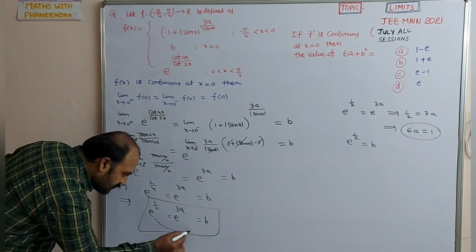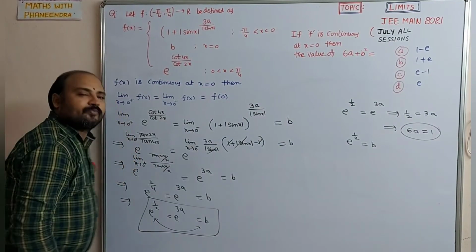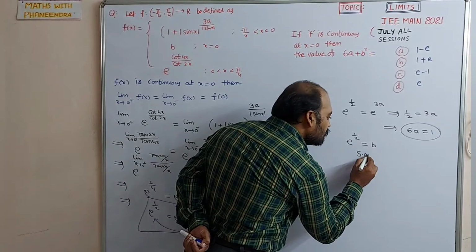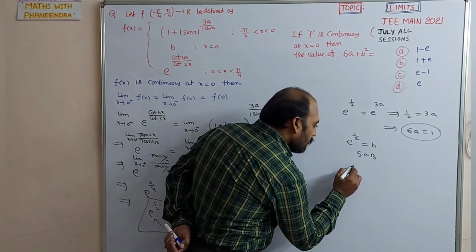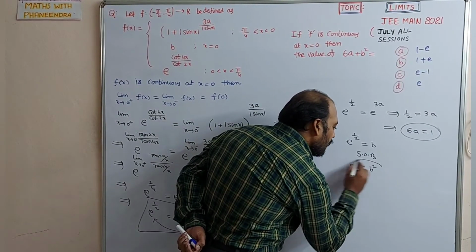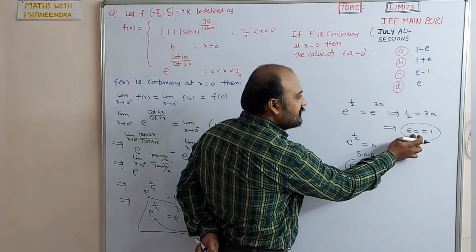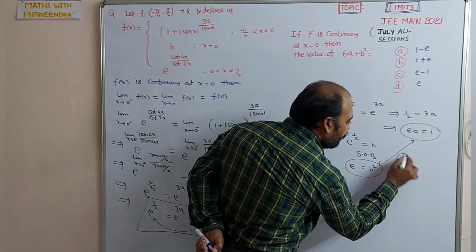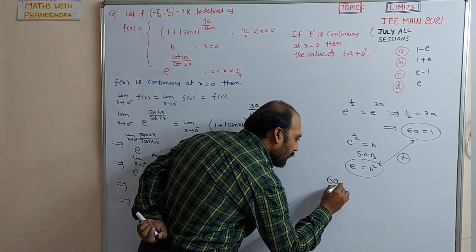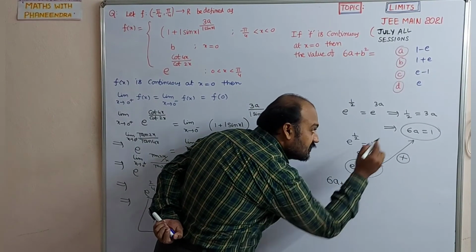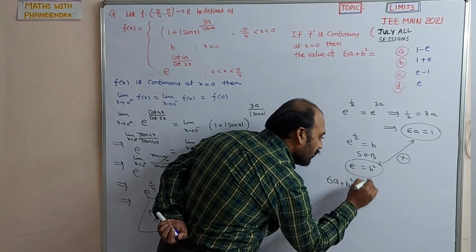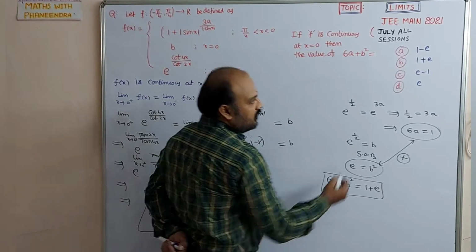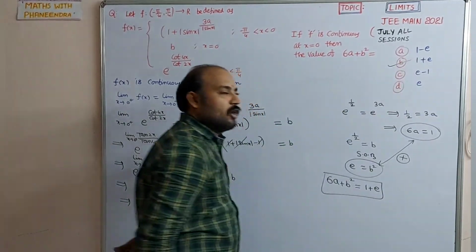Here we are taking these two. E power 1 by 2, squaring on both sides, e is equal to b square. So b square value we got it, 6a also we got it. After that add these two. So 6a plus b square, 6a value is 1, plus b square value is e. So 1 plus e or e plus 1. It is there in the second option.